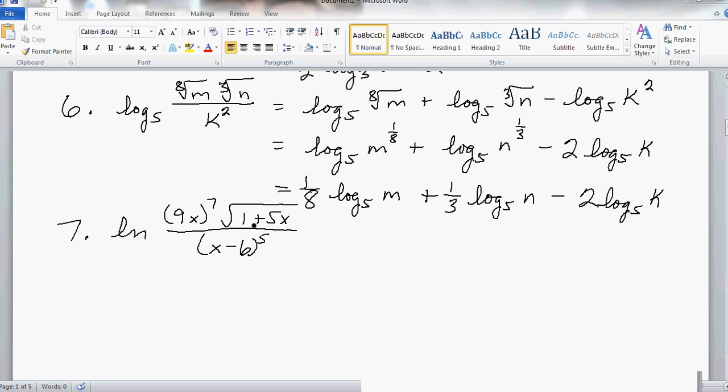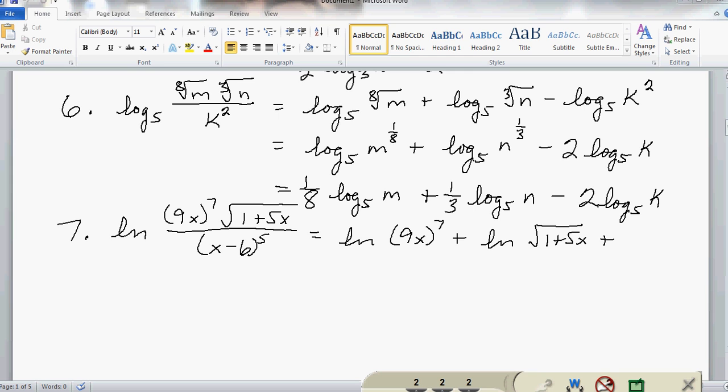So the first thing I need to do is take the natural log of this plus the natural log of this minus the natural log of this. So let's see what we get here. Get the natural log of 9x to the 7th plus the natural log of the square root of 1 plus 5x, minus the natural log of x minus 6 raised to the 5th power.